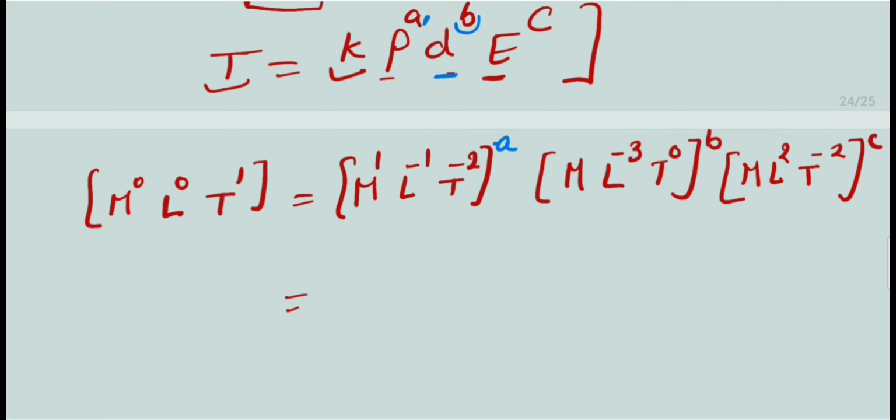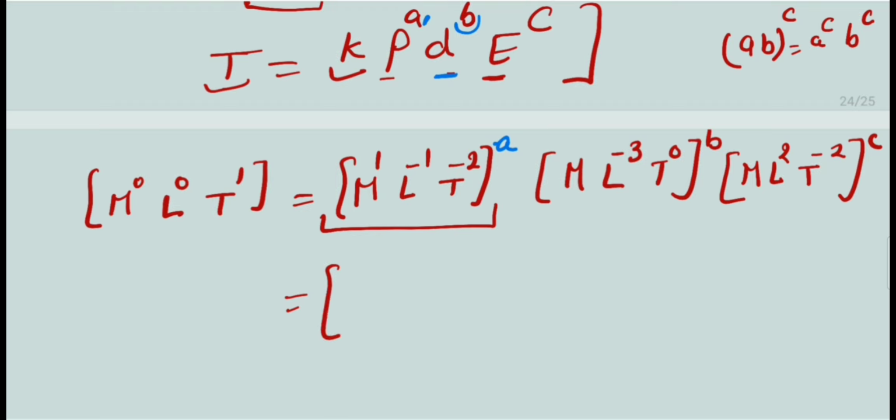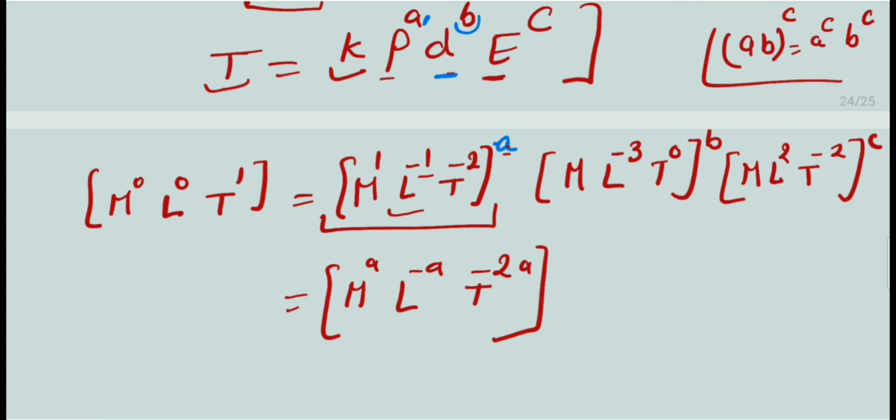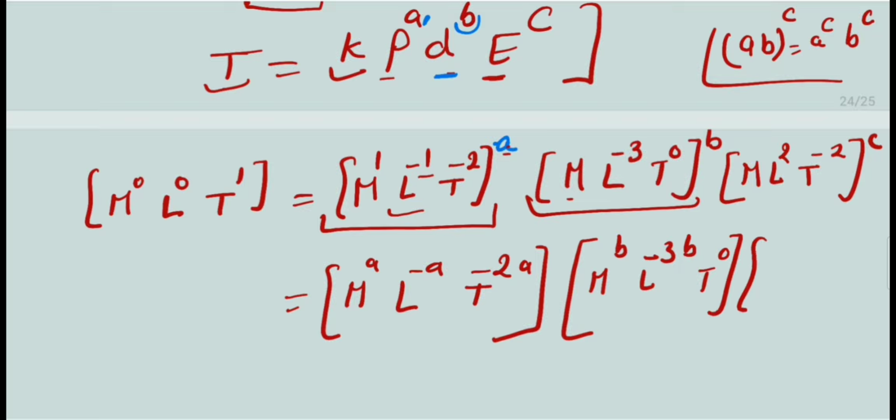Now we'll use the exponent law, which says that (A into B) whole raised to power C is equal to A raised to power C and B raised to power C. So here we'll apply this exponent rule. We'll get M raised to power 1 into A, L raised to power minus 1 multiplied by A, so minus A, and similarly for T, minus 2A, bracket closed. Now for this term, M raised to power B, L raised to power minus 3B, T raised to power 0, and now for this, M raised to power C, L raised to power 2C and T raised to power minus 2C, bracket closed.